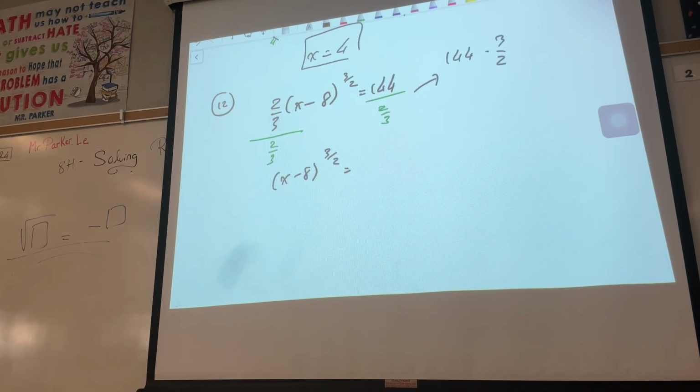Okay. That's 144 divided by 2 is 72. 72 times 3 is 216. Okay, 216. So far so good?